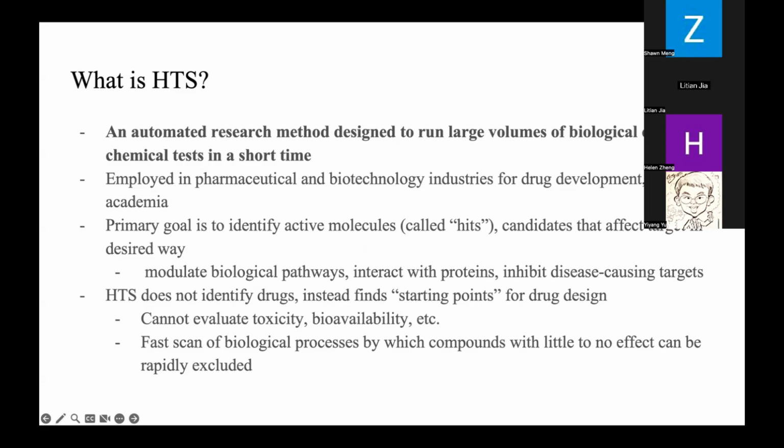However, it's important to note that HTS does not identify drugs. Instead, it simply finds starting points for drug design. And this is because it can't evaluate toxicity, bioavailability, or other factors that are necessary for a successful drug. So we can basically understand HTS to be a fast scan of biological processes by which compounds with little or no effect can be rapidly excluded from the drug design pipeline.